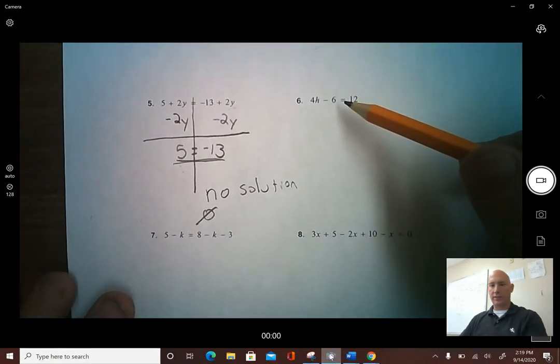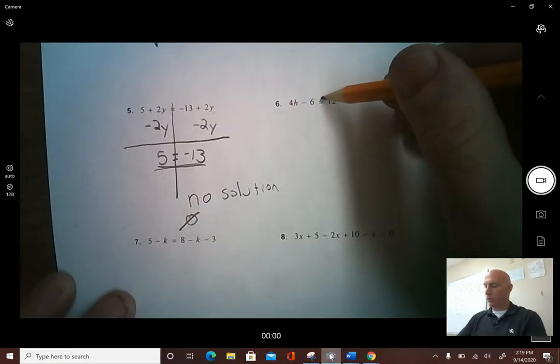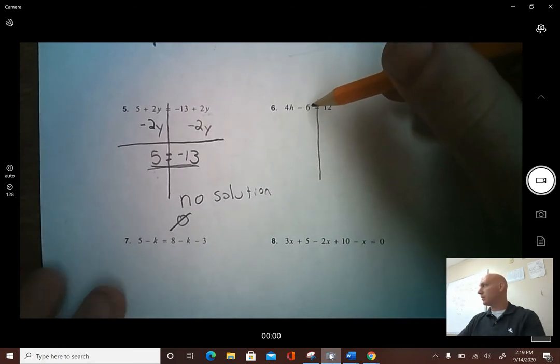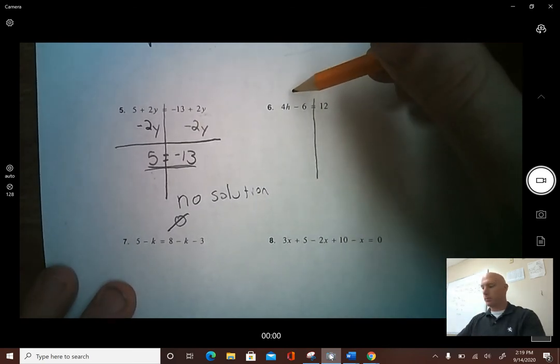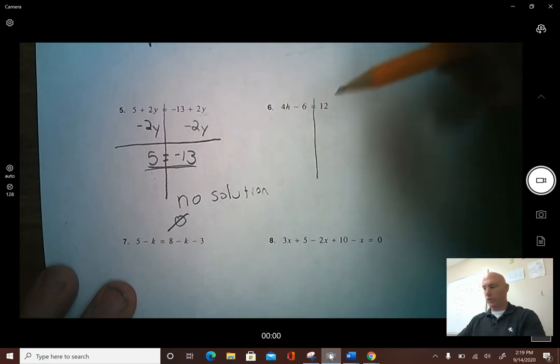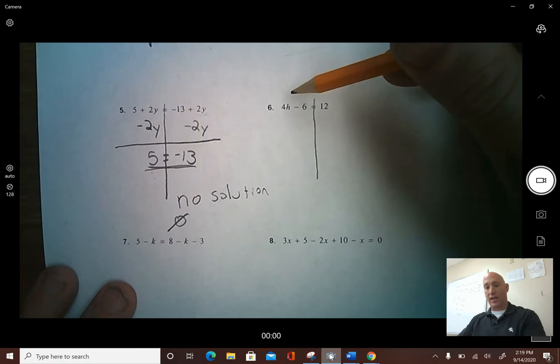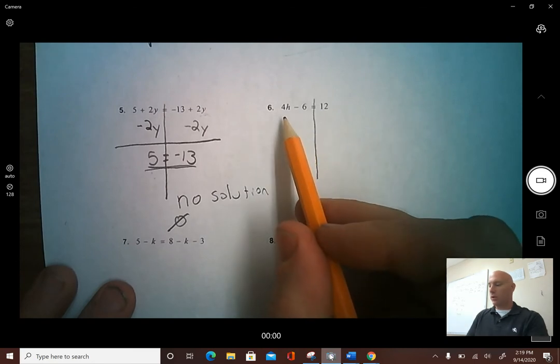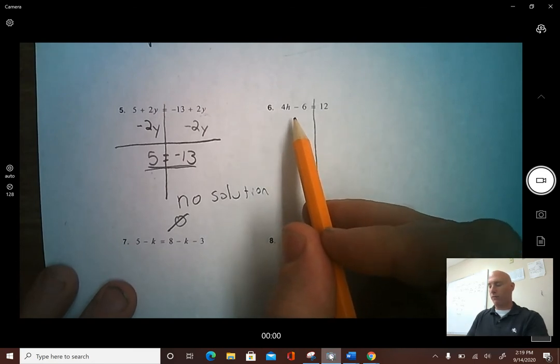Now to number 6. I check both sides. There is no distribution because I don't see parentheses. There's no like terms because I cannot take 6 from 4 h's, and there's nothing on the 12 side. My variable is not on both sides. So I'm done with step 1 and I'm done with step 2. Now on to step 3. Get all the terms on the variable side away from the variable.